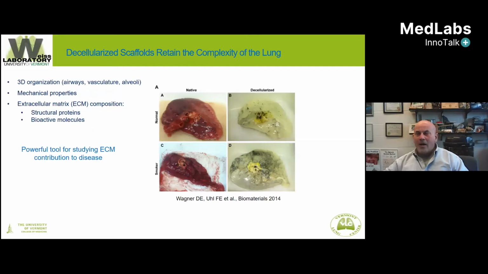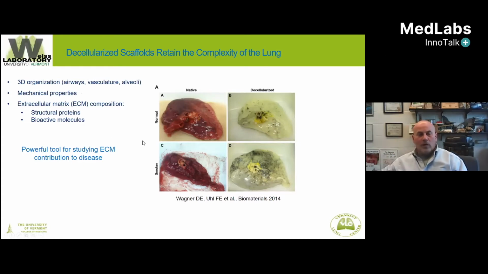All right, now, what else can you do with these decellularized lungs? It turns out these are very powerful tools to study disease pathophysiology and come up with new therapeutic approaches short of growing new lungs outside of the body. One of the things that the decellularized scaffolds retain is the overall complexity of the lung. That includes the three-dimensional organization, airways, the blood vessels, the alveoli, the mechanical properties, and again, this extracellular matrix, the scaffold material of the lung, including structural proteins like different collagens and different bioactive molecules that play an important role in lung cell biology.